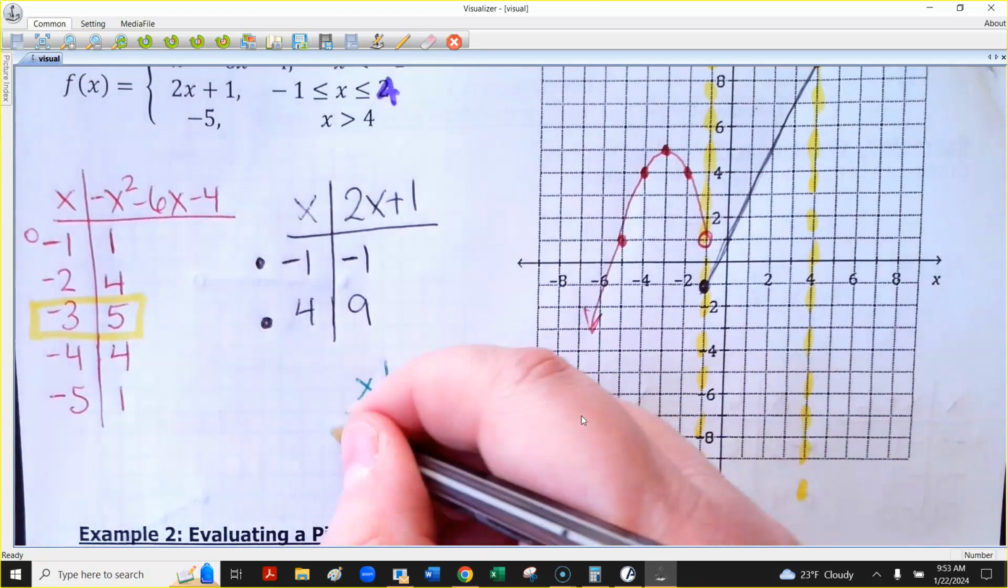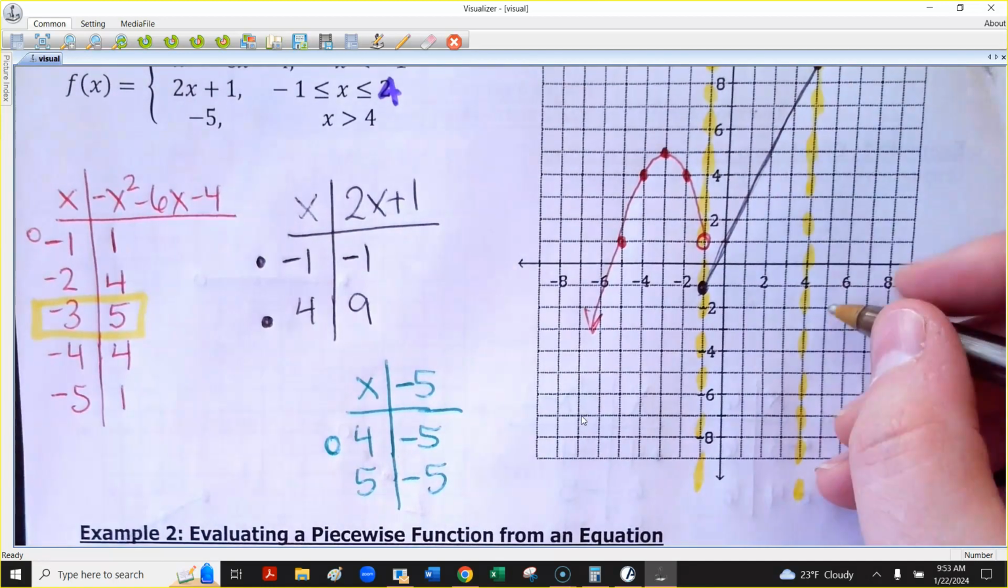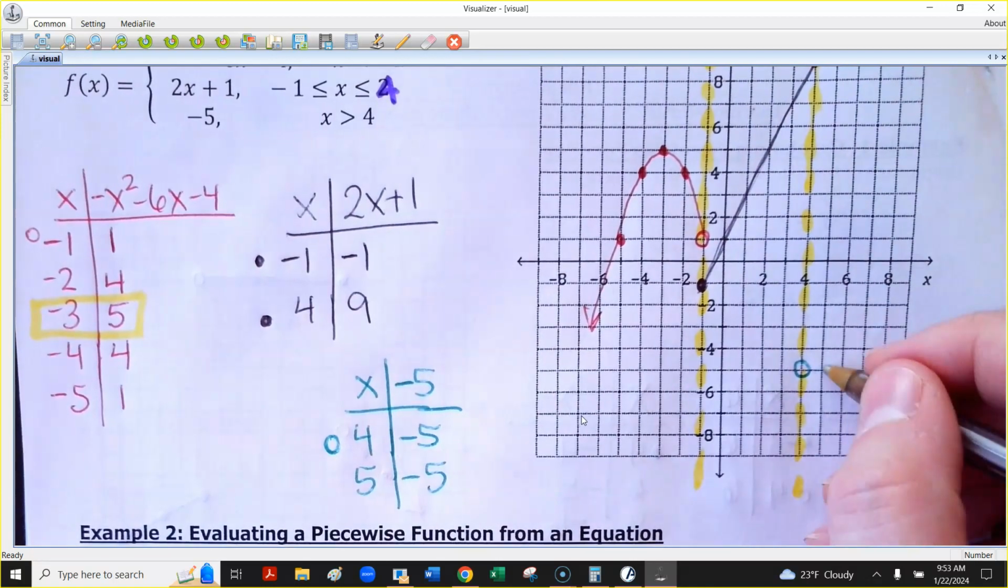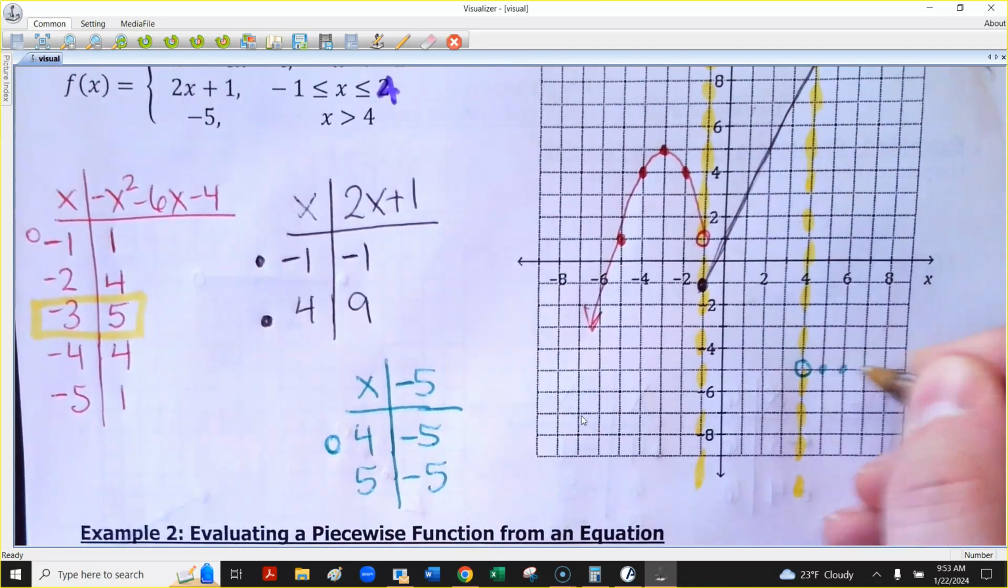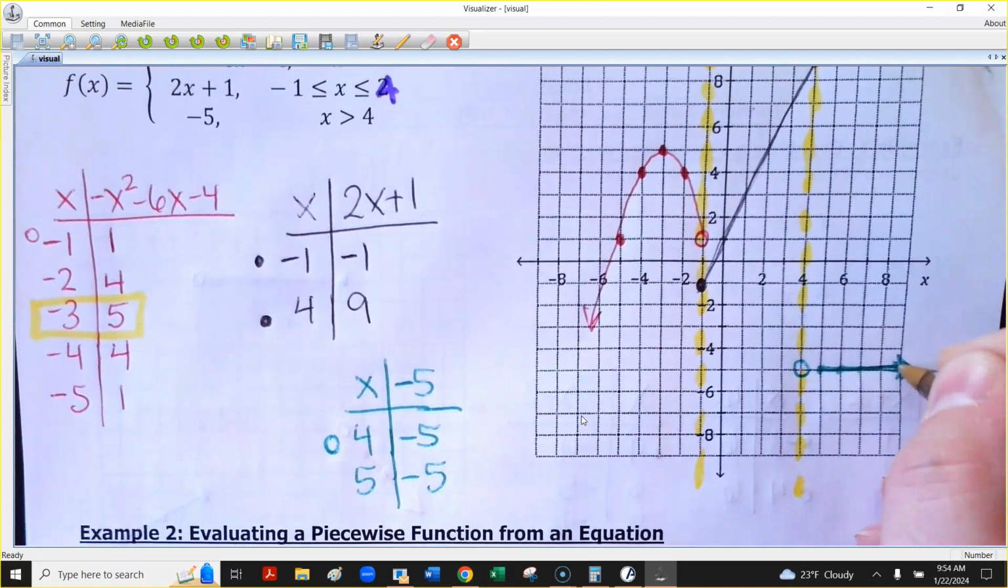Just make sure you have an open circle at the 4 because it's strictly for x values greater than 4. So I'm going to come down here, 4, negative 5, little open circle, and then it should just be pointed to the right. For the rest of the graph, you're going to be on negative 5.